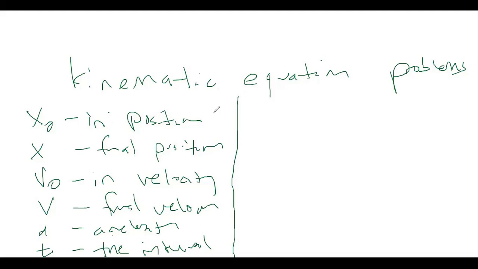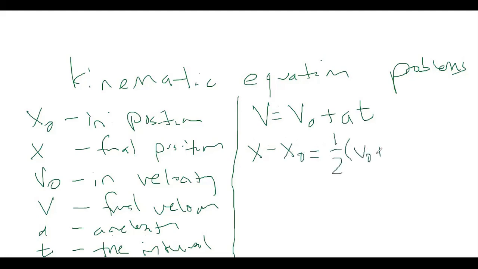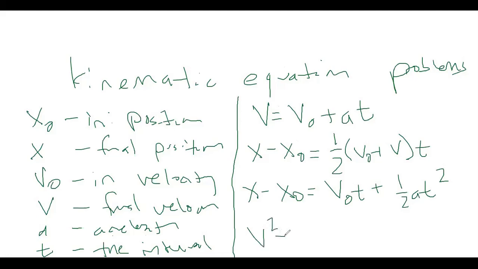So the equations, I'll try to write these out. V equals V naught plus AT. X minus X naught equals 1/2 (V naught plus V) T. X minus X naught equals V naught T plus 1/2 AT squared. And V squared equals V naught squared plus 2A (X minus X naught). So those are our 4 kinematic equations.